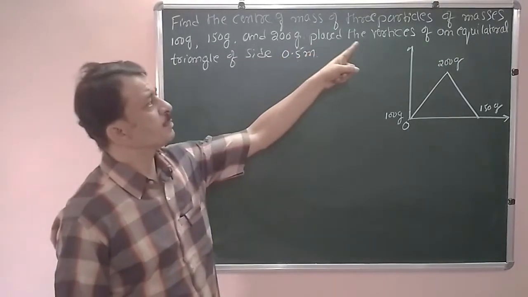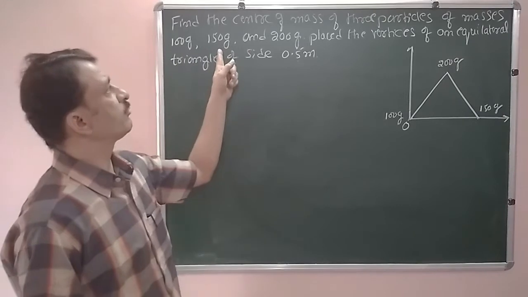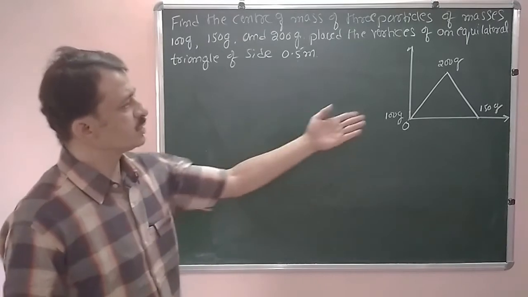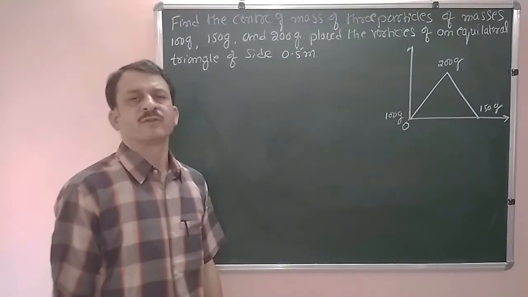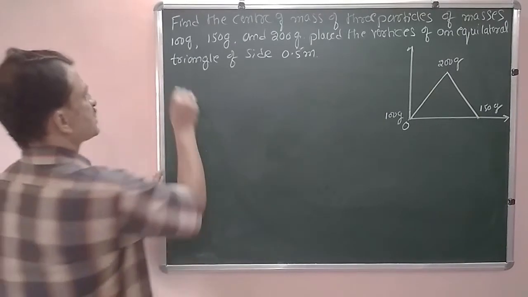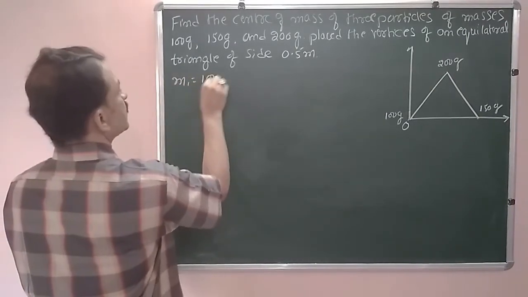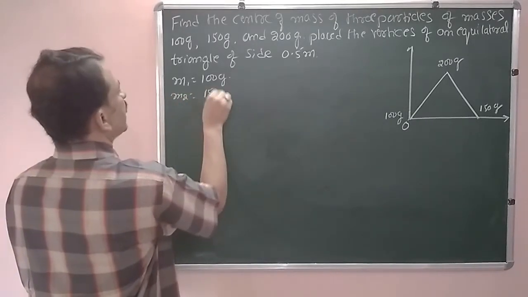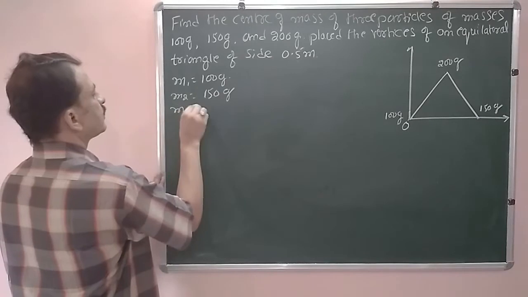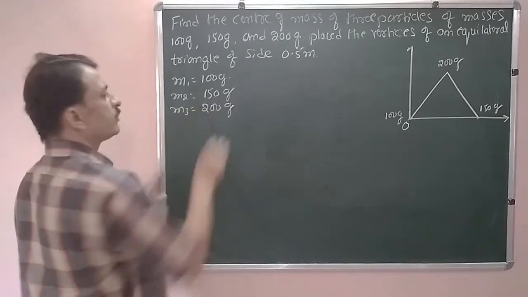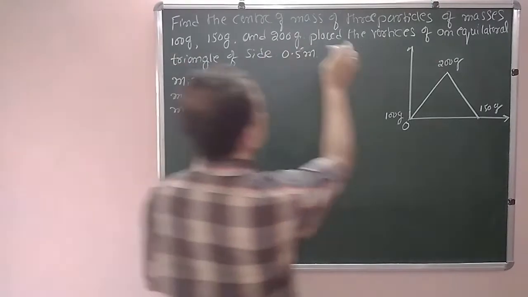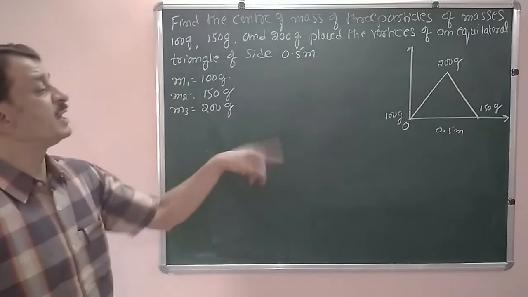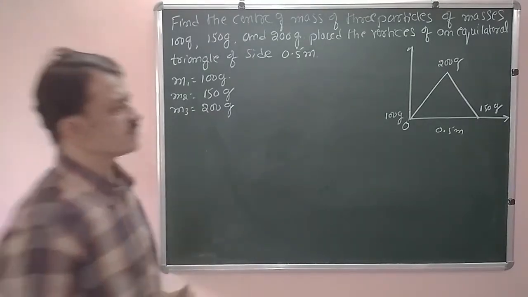Find the center of mass of three particles of masses 100 gram, 150 gram, and 200 gram placed at the vertices of an equilateral triangle as shown in the figure, each side 0.5 meter. They have given three masses. Let me take m1 as 100 gram, m2 150 gram, and m3 200 gram. The side is 0.5 meter. Now let me write the coordinates.